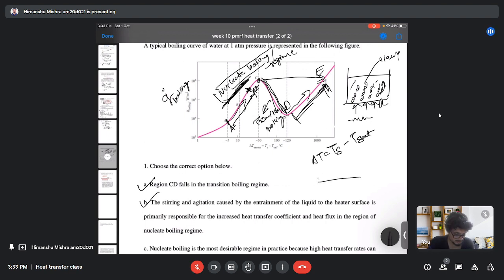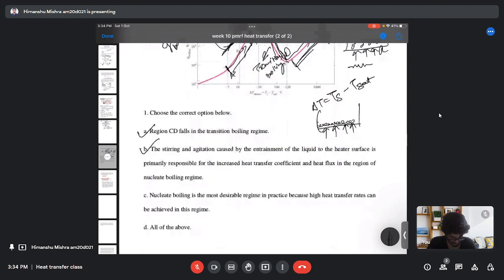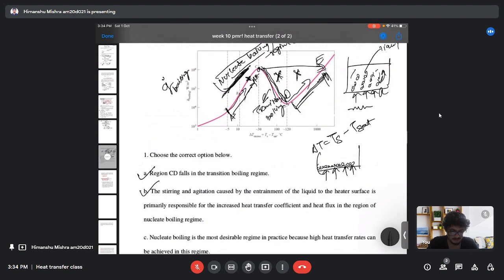Here, some layer of vapor is created at the surface, which decreases the heat transfer coefficient, and therefore my heat transfer rate will also decrease. Basically, these two regions are unavoidable and undesirable, because here my heat transfer rate or heat transfer coefficient decreases because of the formation of the bubble or air layer at the surface.